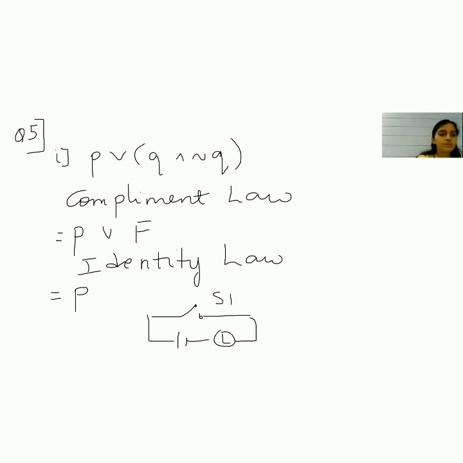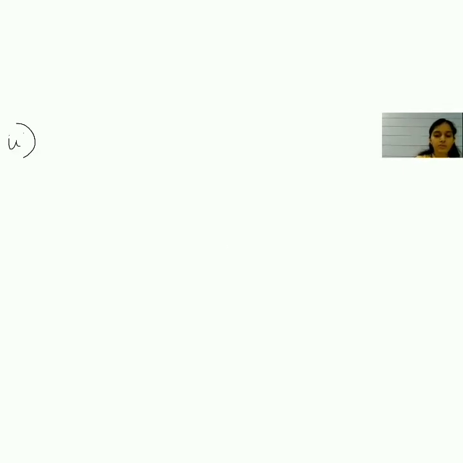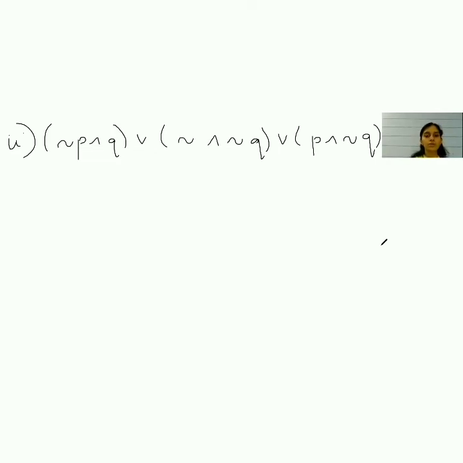Let's go to the second one. Second question is negation of (P and Q) in one bracket, or negation P and negation Q, or P and negation Q. Okay, so negation (P and Q) or negation P and negation Q.